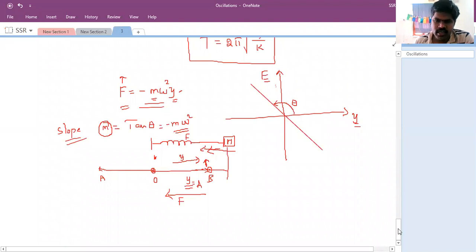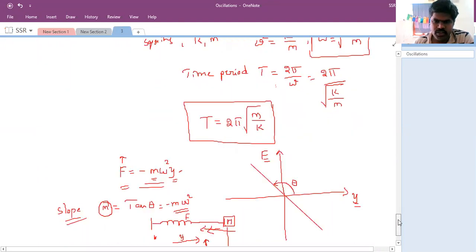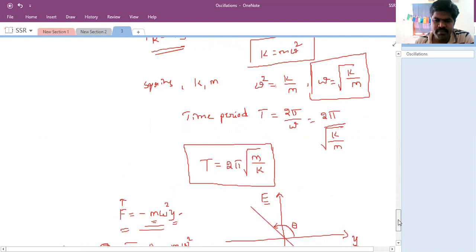So this is about understanding the restoring force and its relation with respect to displacement, and the time period and angular frequency with the force constant.